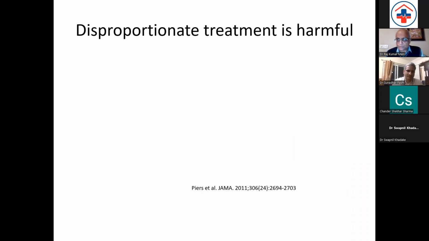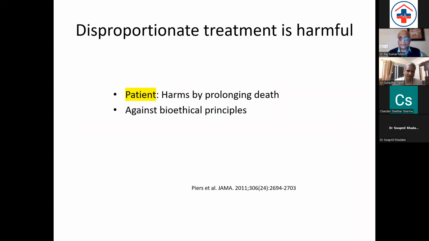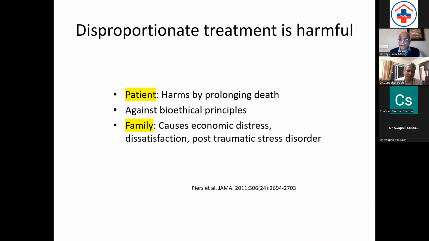In fact, a very reflective decision making. Why? Because there is ample evidence that disproportionate treatment is harmful in medicine. For the patient, it harms by prolonging death. And of course, it is against bioethical principles of taking a decision which benefits more than it harms. There's a potential benefit and there's a potential harm. So the harms should not outweigh the potential benefits. That is a very important ethical tenet. Then to the family, it causes economic distress, dissatisfaction, and post-traumatic stress disorder, which may last for years.